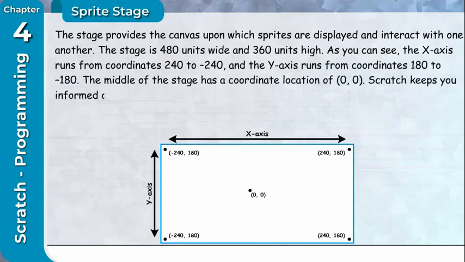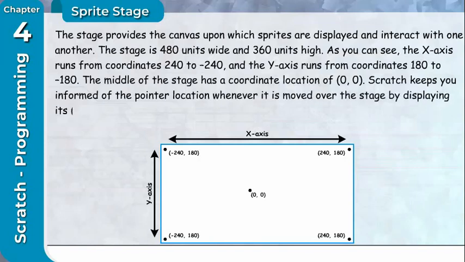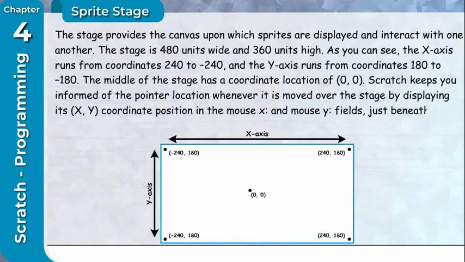Scratch keeps you informed of the pointer location whenever it is moved over the stage by displaying its XY coordinate position in the mouse X and mouse Y fields just beneath the bottom right side of the stage.